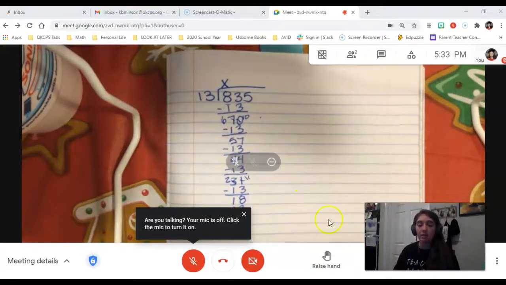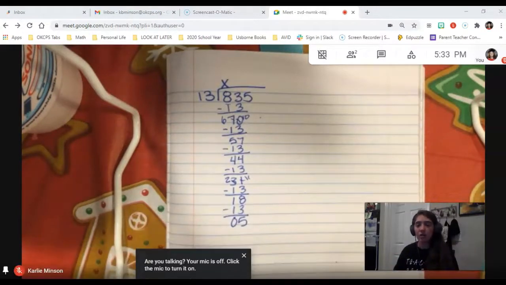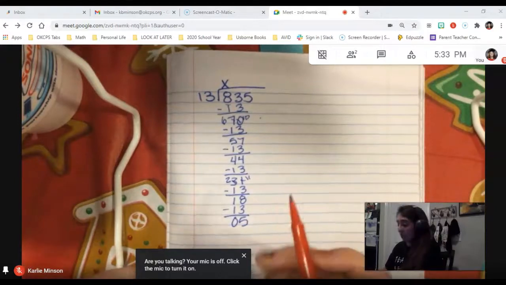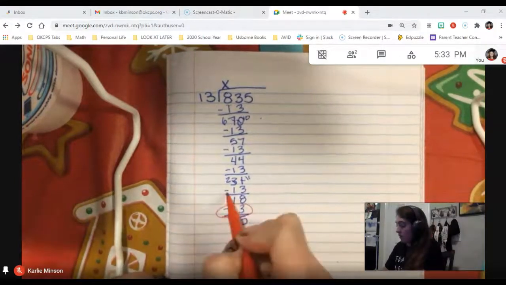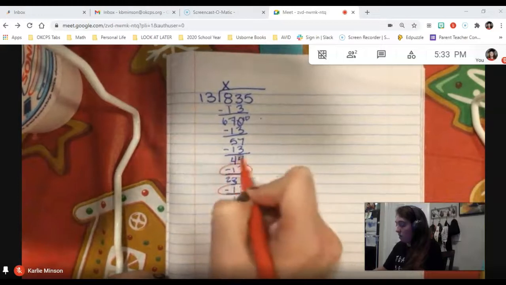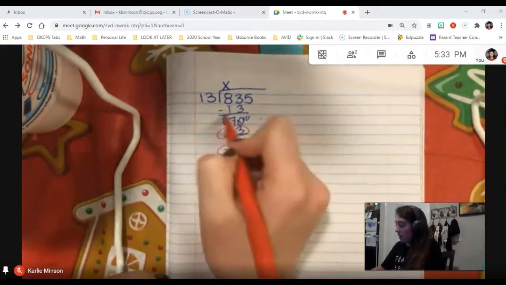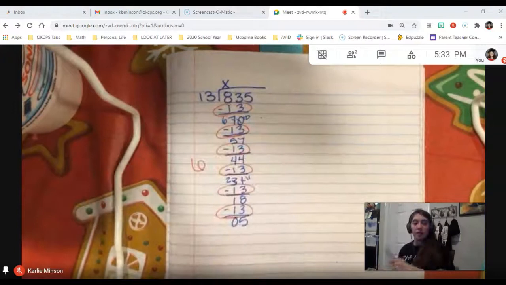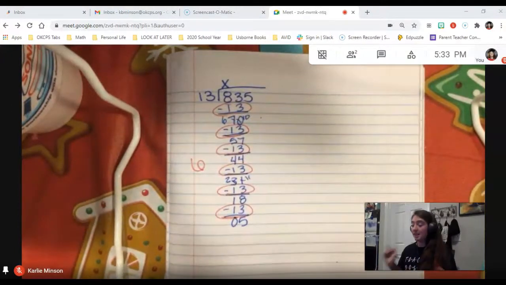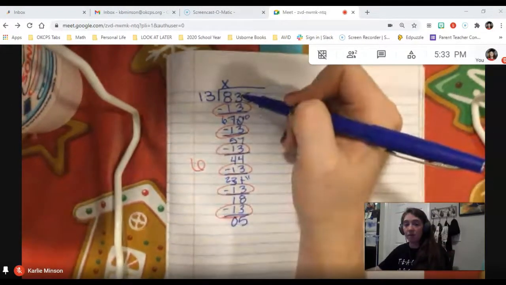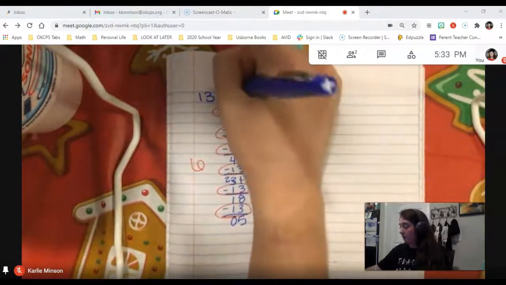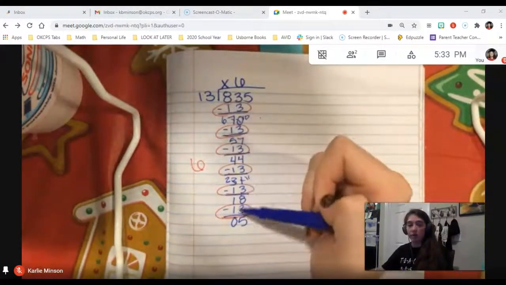And then what I need to do is count how many 13s that I subtracted. So 1, 2, 3, 4, 5, 6. So I subtracted 6 13s. That 6 is going to go above this 3 because that is where that I subtracted 13 from.